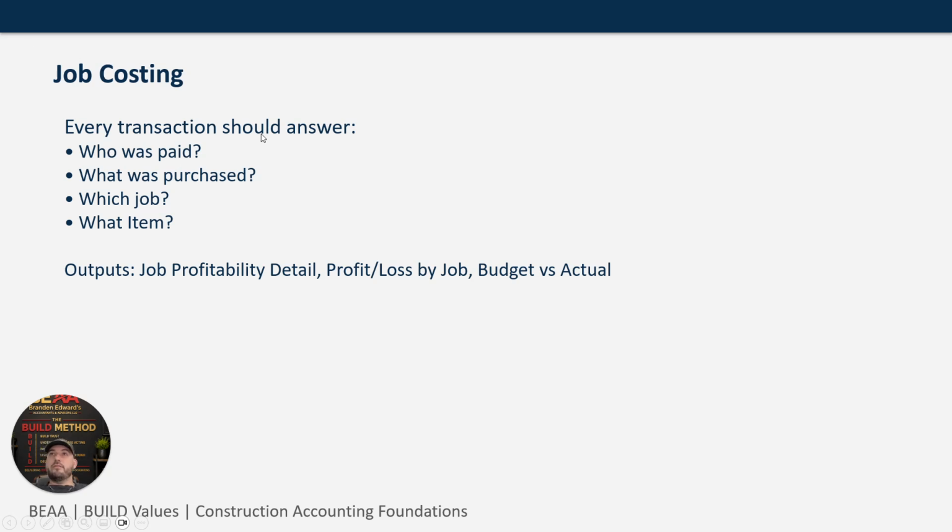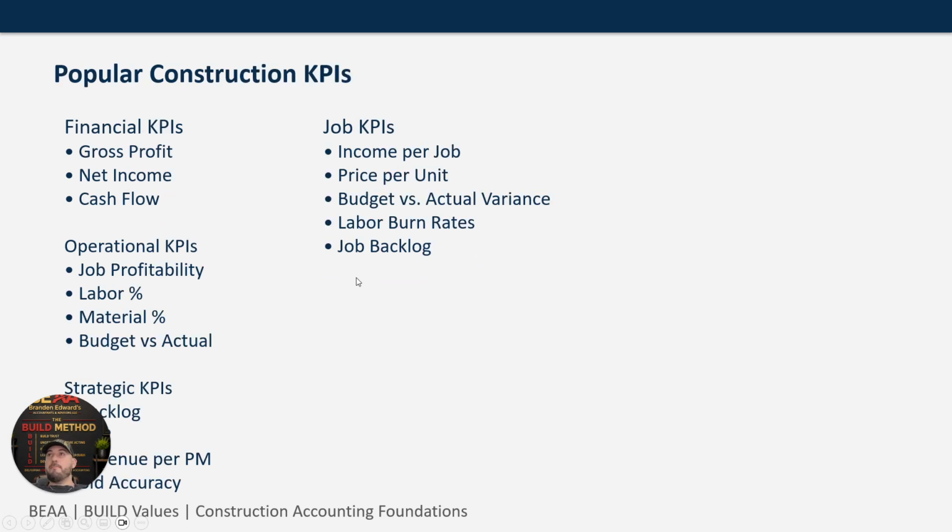All right, job costing. Every transaction should answer who was paid, what was purchased, which job, what item. Outputs: job profitability detail, profit and loss by job, budget versus actual. Pretty self-explanatory. We explained this already up to this point. We're going to see some examples on how to actually do this in QuickBooks.